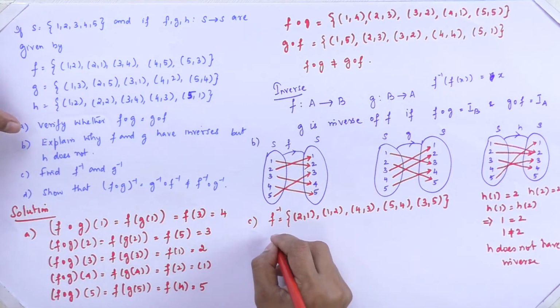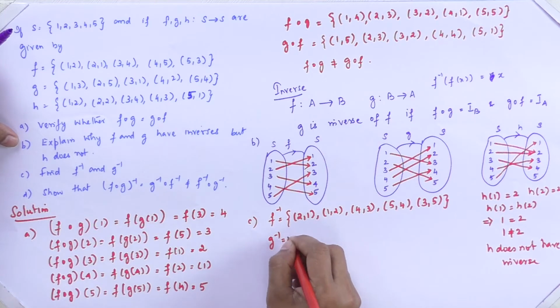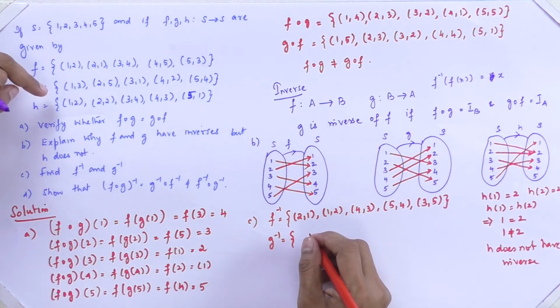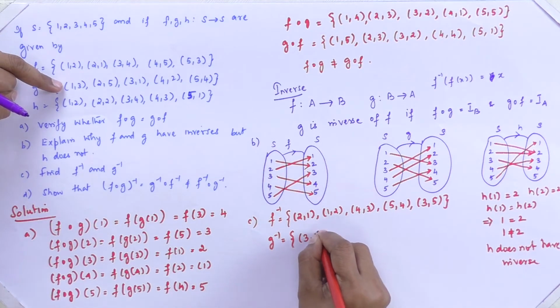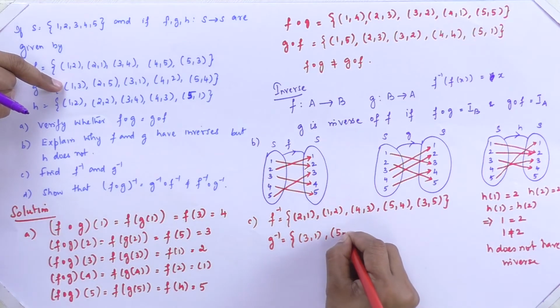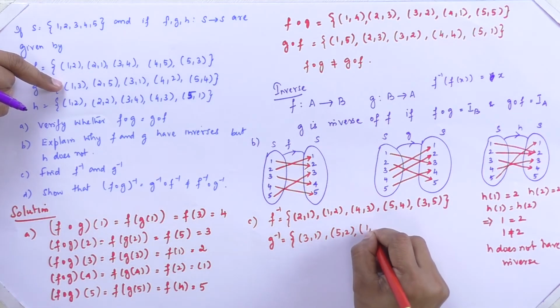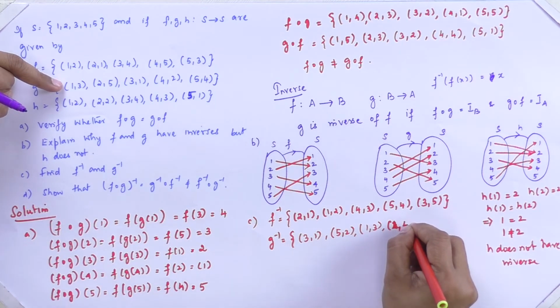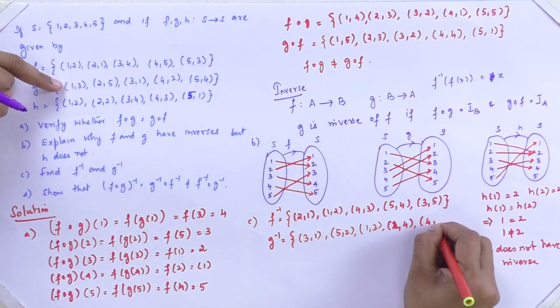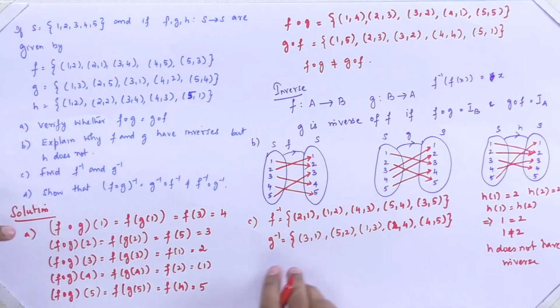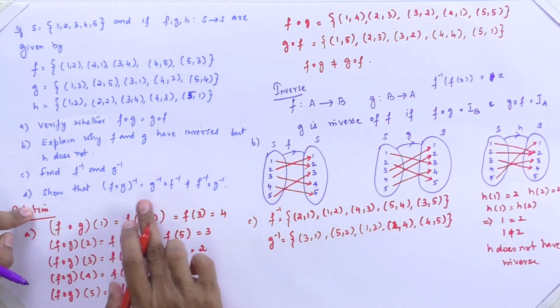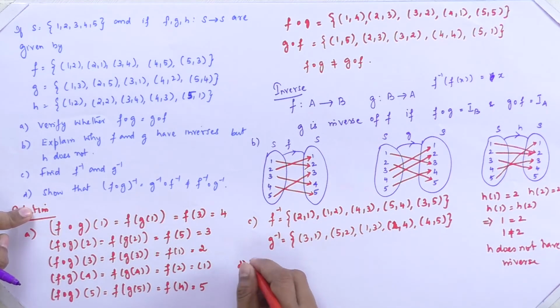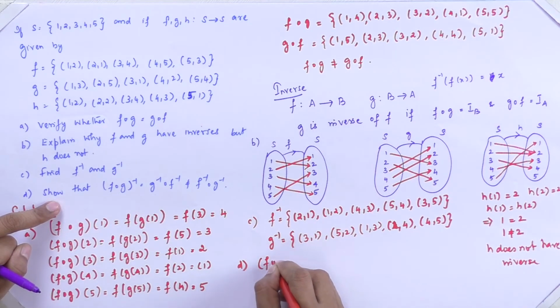And what is my G inverse? G inverse will be, right? So 3, 1, 5, 2, 1, 3, 2, 4, 4, 5. So that is my G inverse. And next we will have to prove this.